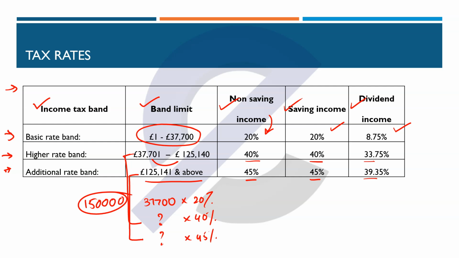Additionally, bear in mind that when the examination team refers to an individual as a basic rate taxpayer, this implies that the total taxable income of the individual in the tax year is less than or equal to £37,700. So stating that an individual is a higher rate taxpayer would imply that their total taxable income is greater than £37,700 but less than or equal to £125,140. An additional rate taxpayer would automatically imply that the total taxable income of the individual is greater than £125,140.